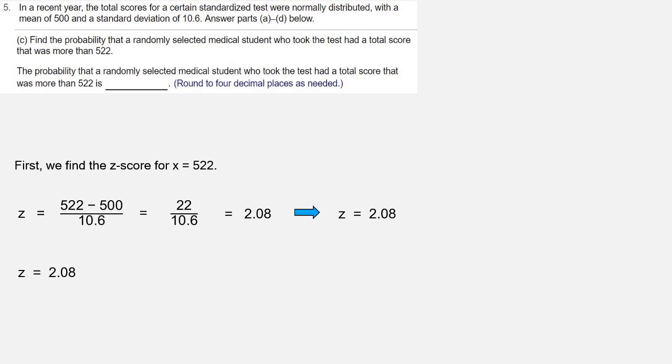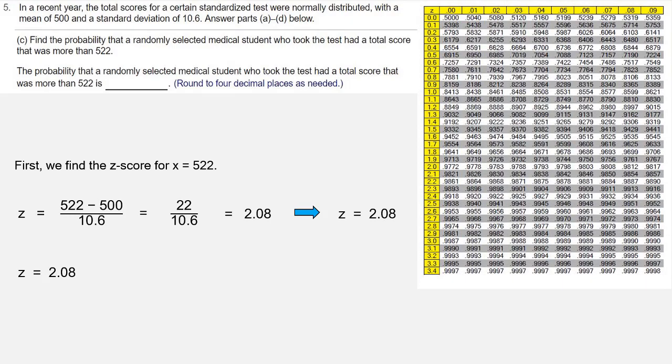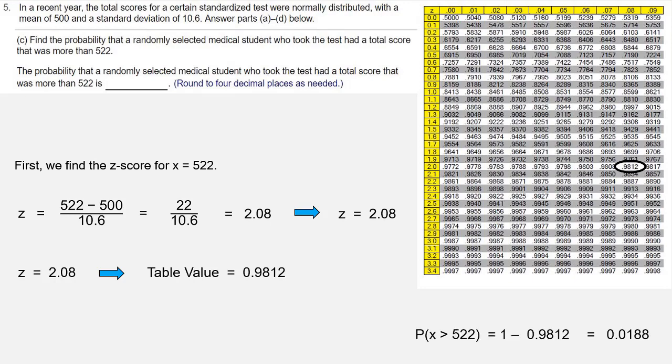That's a positive z-score, so we need the positive side of the standard normal distribution table. We look up our z equals 2.08, and we find a table value of 0.9812. Because this is a greater than probability question, that means we're finding area to the right of this z-score, which is going to be 1 minus the table value, which is 0.0188. That's your answer for part C.